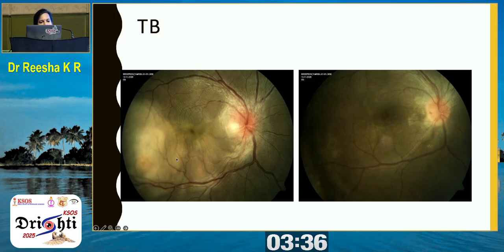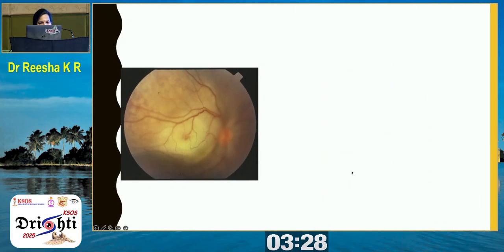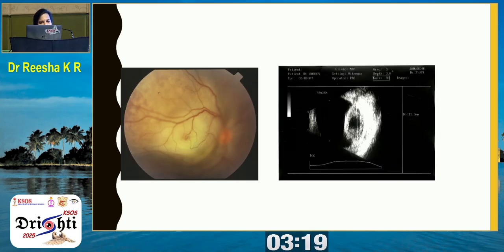Again, in the posterior pole, a yellow lesion deep at the level of choroid, and after treatment, the lesion resolved completely. Again, a yellow lesion due to TB, but this is not choroiditis, it's a choroidal abscess. So, how to identify the abscess in B scan: hypo center.